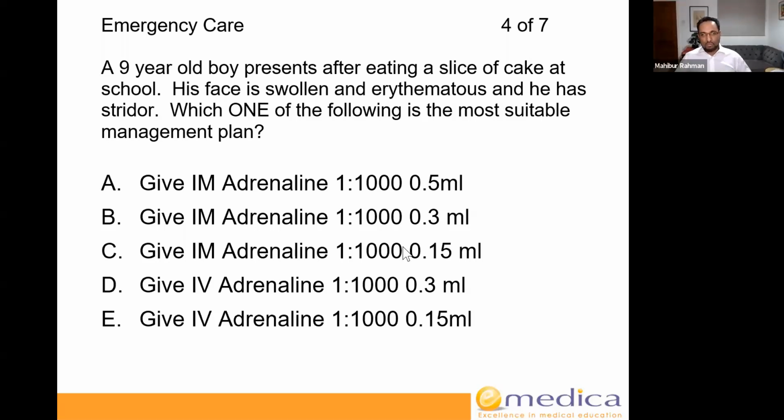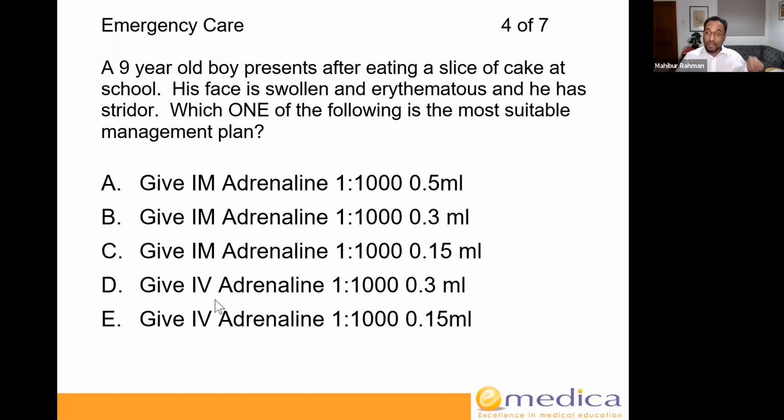Okay, great. So key thing here is that this child is 9. Okay, so look, they've had something to eat, and now it looks like they're having an anaphylactic reaction, right? Okay, so in anaphylaxis in a child, we want IM. All right, why? Because what's going to kill you is your airway closing up. So the additional time to put in an IV line is going to add delay.